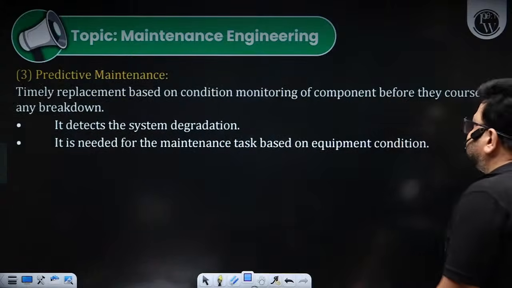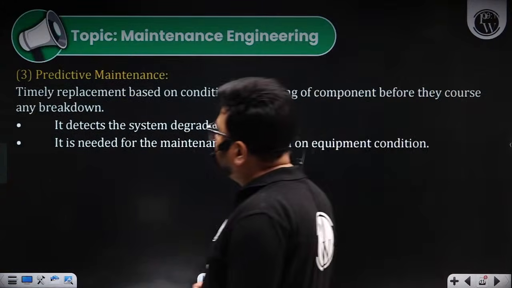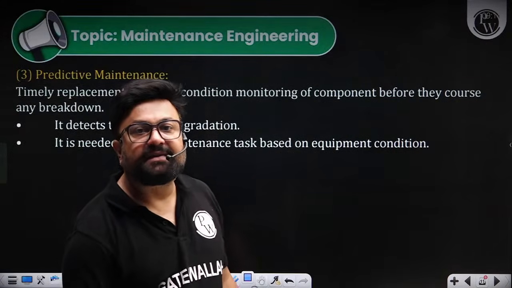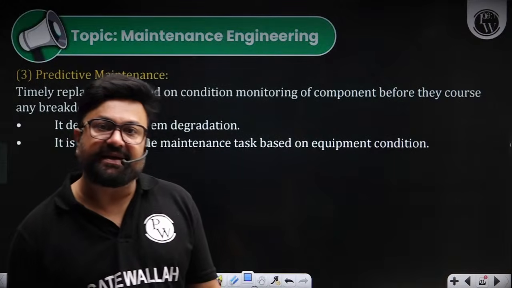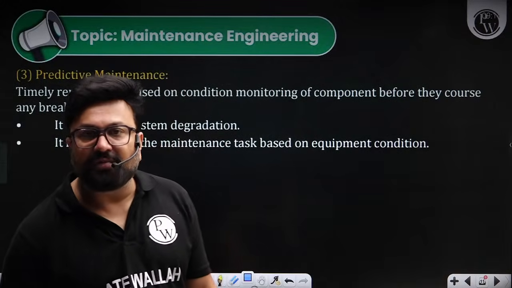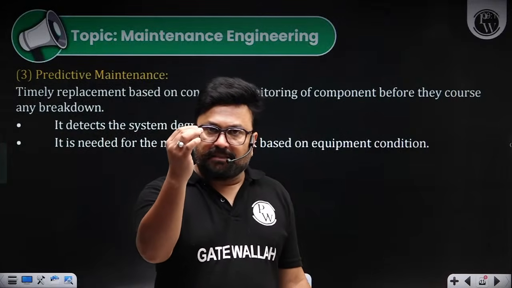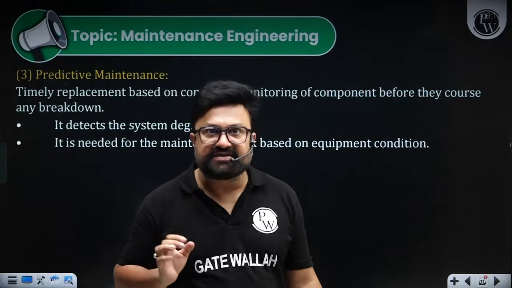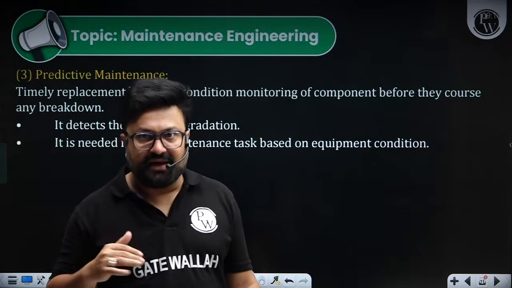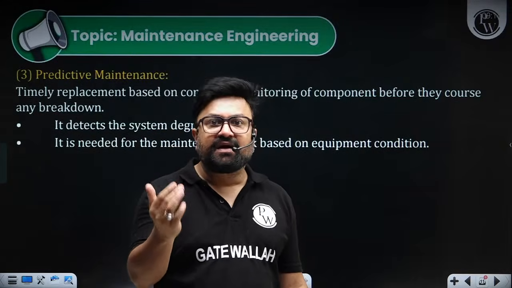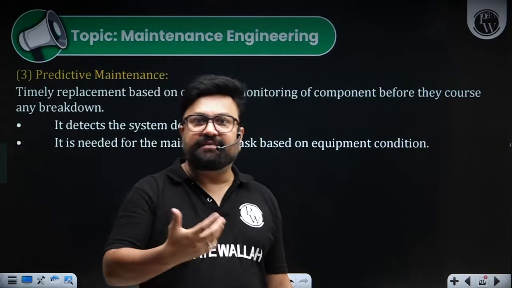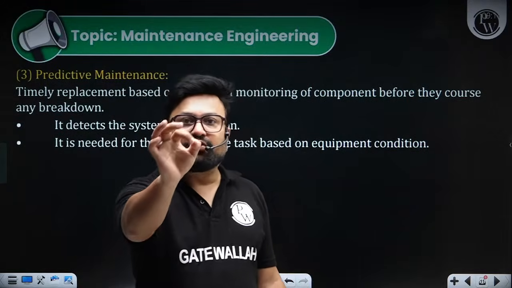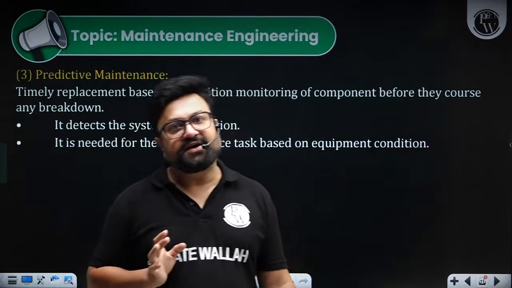Okay, next is predictive maintenance. Here predictive maintenance basically is what? You can say that timely replacement is based on condition monitoring of a component. Basically, on the basis of observation, if you find any disturbance, like by hearing the noise, by temperature, by vibration, then you provide the maintenance. That is known as predictive maintenance.